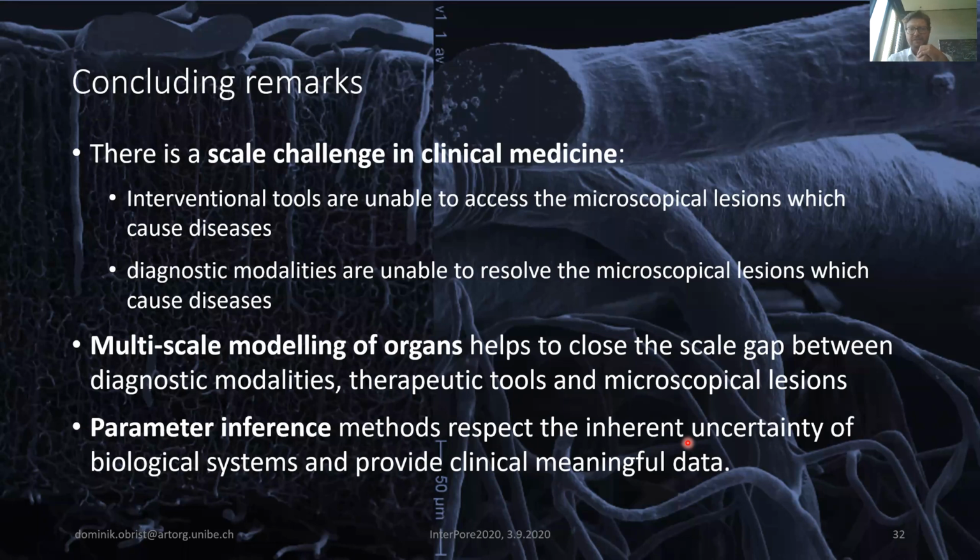So what are the take-home messages? There is a scale challenge in clinical medicine. Interventional tools are unable to access these lesions. Diagnostic modalities are not able to resolve these small-scale lesions. We need multi-scale modeling of organs to understand these mechanisms. And at the same time, we need parameter inference methods and uncertainty quantification to connect these models to produce meaningful data, clinically meaningful data for doctors, and to respect the inherent uncertainty of the biological system. With that, I would like to conclude and thank you for your attention.